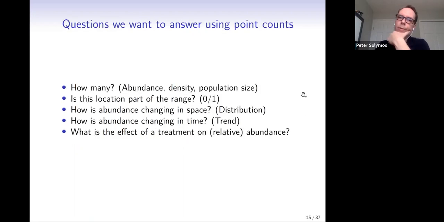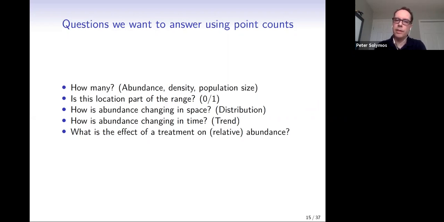And usually we want to answer the following questions. How many individuals are out there? So what is the abundance? What is the population density? Is this location part of the species range, which is their occupancy? Can I find it or not?